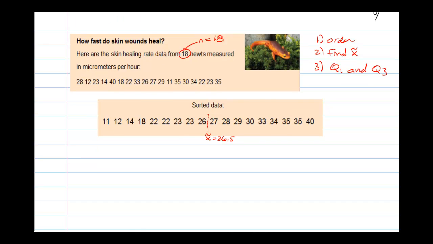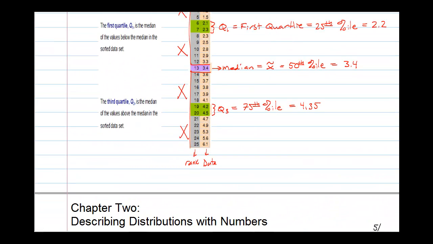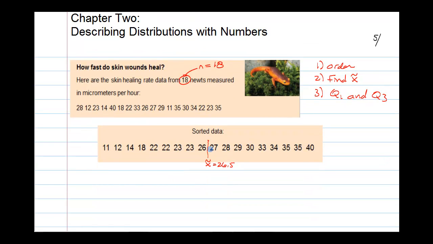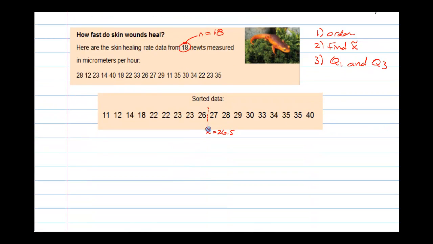Now what I need to do is find the middle of the lower half and the middle of the upper half. This is where things change a little bit. Notice up here, when I had an odd number of data points, I physically used the median, and once I used it, I no longer included it. Down here in this data set, I didn't take a number out of the data set to call the median. So now my lower half of my data set includes 11 through 26, and the upper half includes 27 to 40.